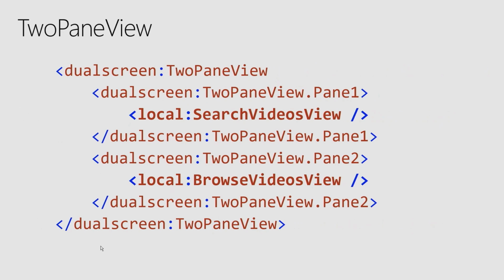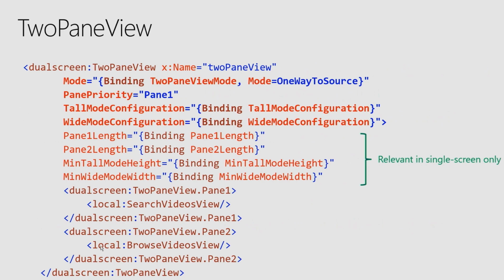If you want to change that behavior, the TwoPaneView has a number of additional configuration options. The first four bolded attributes apply no matter whether there is one screen or two. They can be used to force different layouts in tall and wide mode. For example, have one pane take up the entire two screens in tall, but not in wide mode. The last four options are only applied on single screens. They help the layout reason about what to do with the two views when only one screen is available.